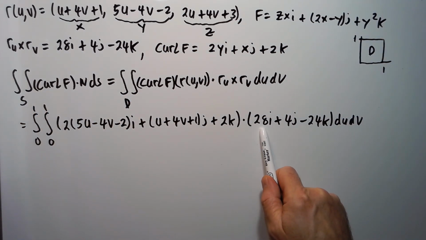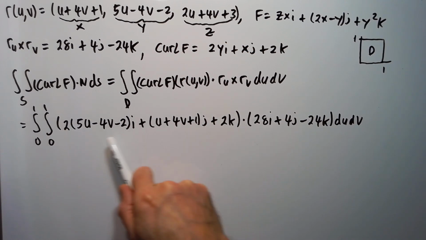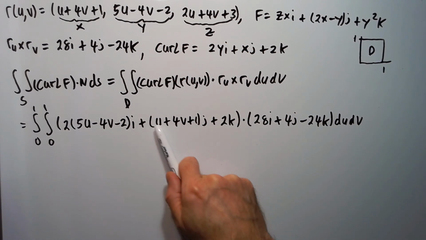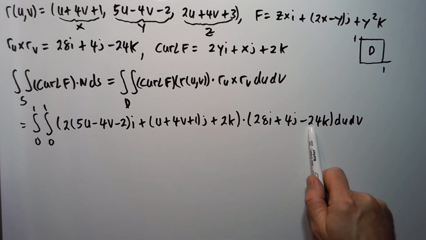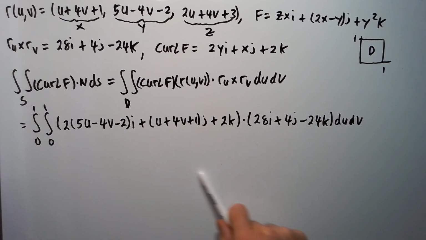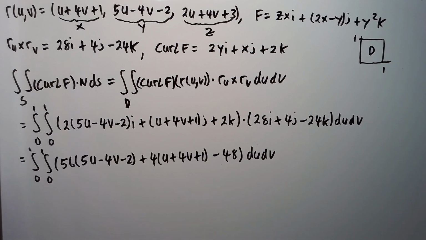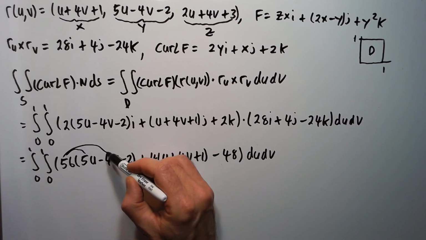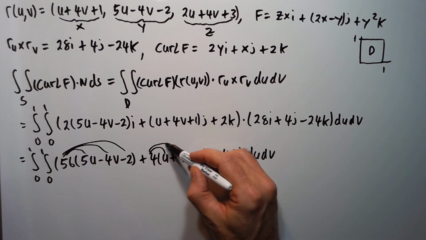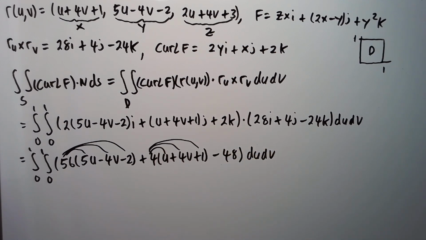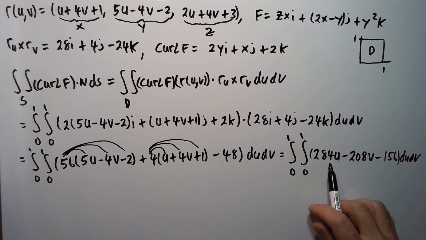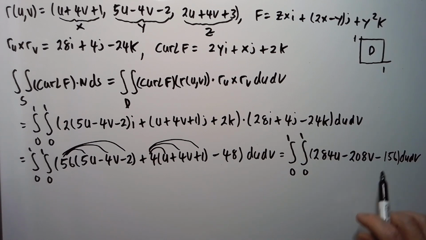Okay, so let's do the dot product now. So it's going to be 28 times this guy here. So 28 times 2 is 56. It'll be 56 there. And 4 will go in front here. And it'll be minus 24 times 2, which will be minus 48. So let me write that down here. So look at this. Then the 56 multiplied in there. Multiply the 4 in here. And then combine like terms. So I'll let you check. You can pause the video and work this out. But this is the result you should get right here. So it should be 284u minus 208v minus 156.